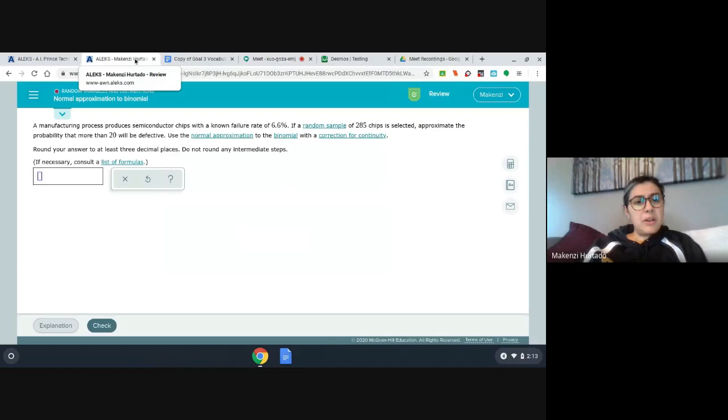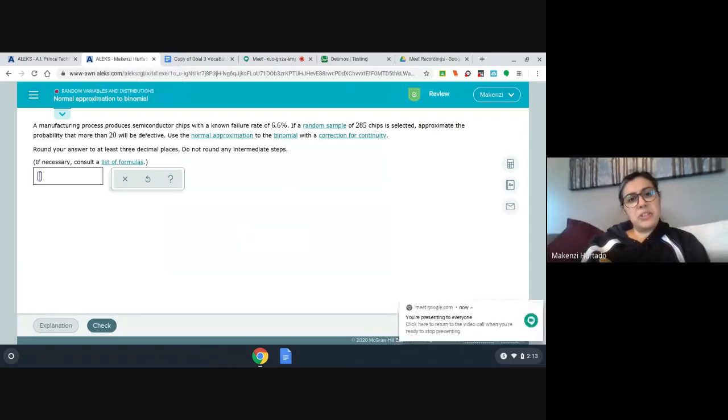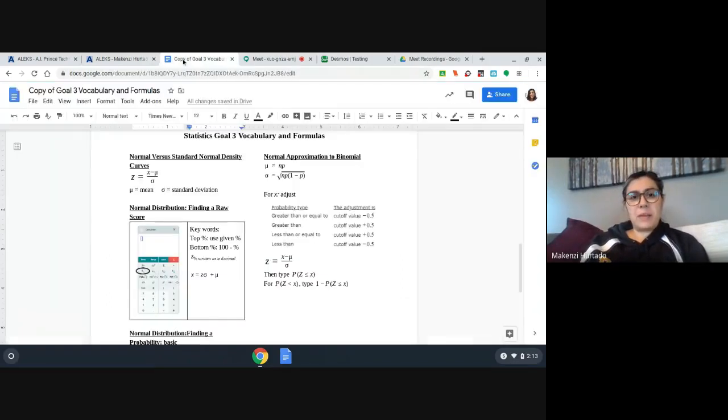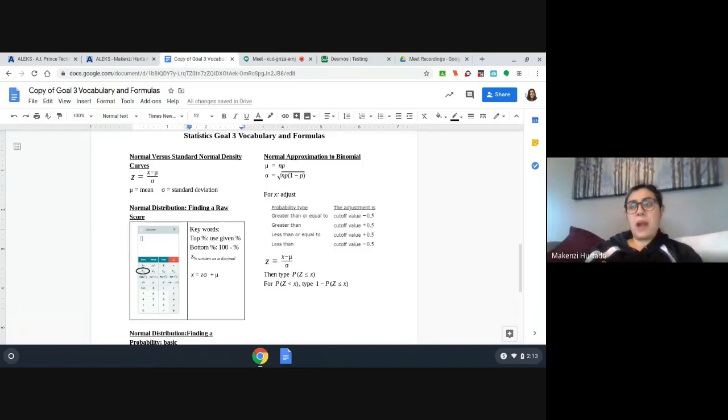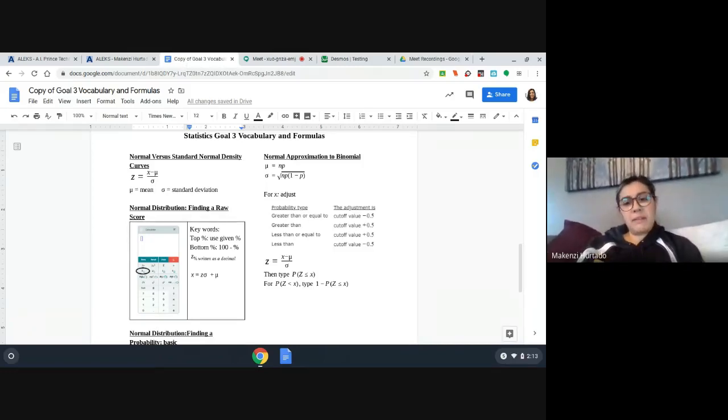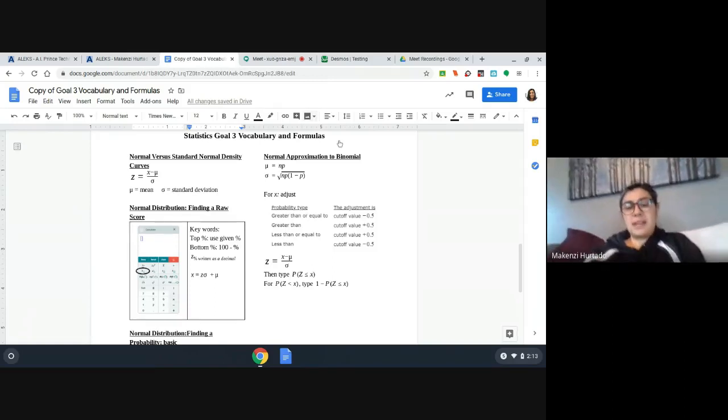All right, we're looking at normal approximation to binomials, and this topic has a lot of important pieces that you need to look at. So you do want to have your vocabulary and formula paper out. If you don't want to go back and forth, then you need to make sure that you write down all of the notes that go with this topic.